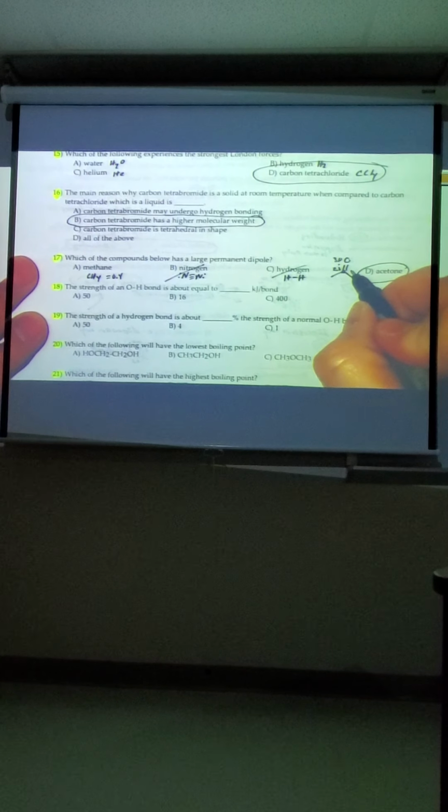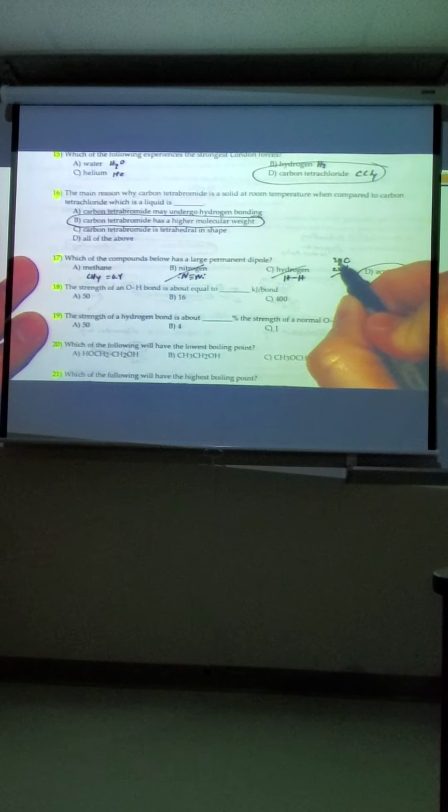Acetone being the winner, acetone is a ketone. That carbon to oxygen is 2.5 to 3.5. That's a dipole of 1.0. So 1.0 is definitely a strong dipole. All carbonyls have them, like aldehydes, ketones, esters, acids, and amides.